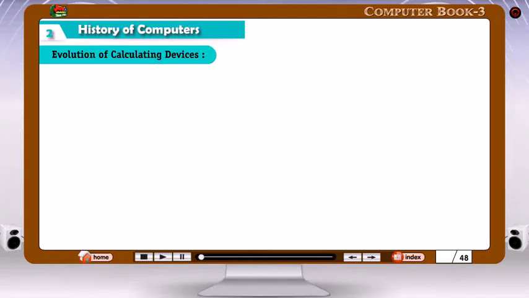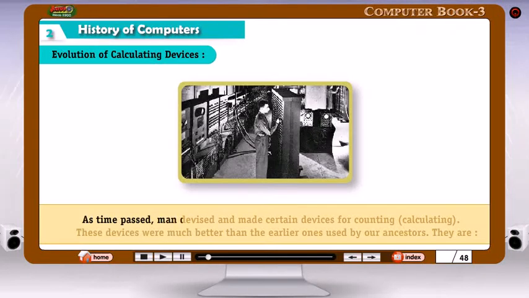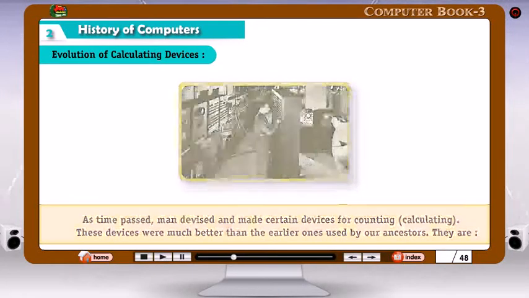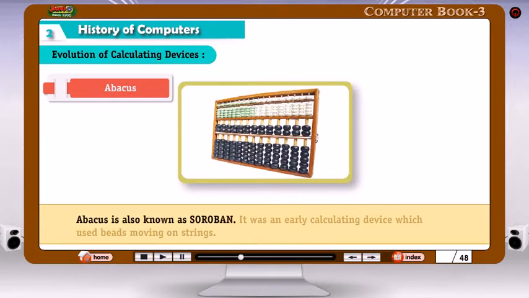Evolution of calculating devices. As time passed, man devised and made certain devices for counting, calculating. These devices were much better than the earlier ones used by our ancestors. They are: Abacus. Abacus is also known as soroban. It was an early calculating device which used beads moving on strings.